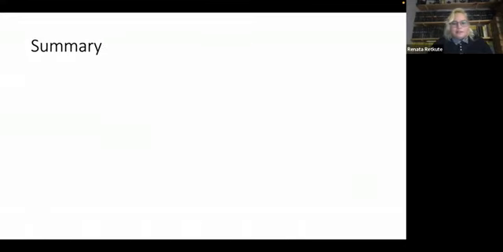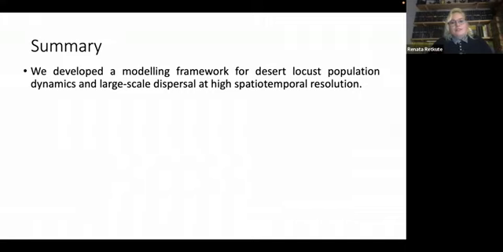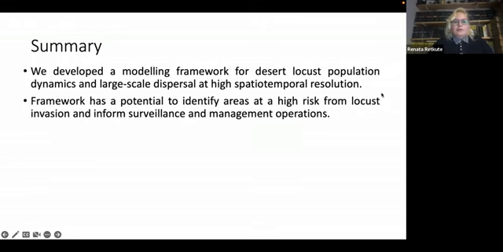So my summary, although it was just a part of my slides, I showed that we developed this framework for desert locust dynamics at large scale and high spatial and temporal resolution. From that framework, it has potential to identify areas at high risk from locust invasion and inform surveillance. And even knowing at least a single observation, but a good observation where we are certain that it happened, could really give a lot of information.